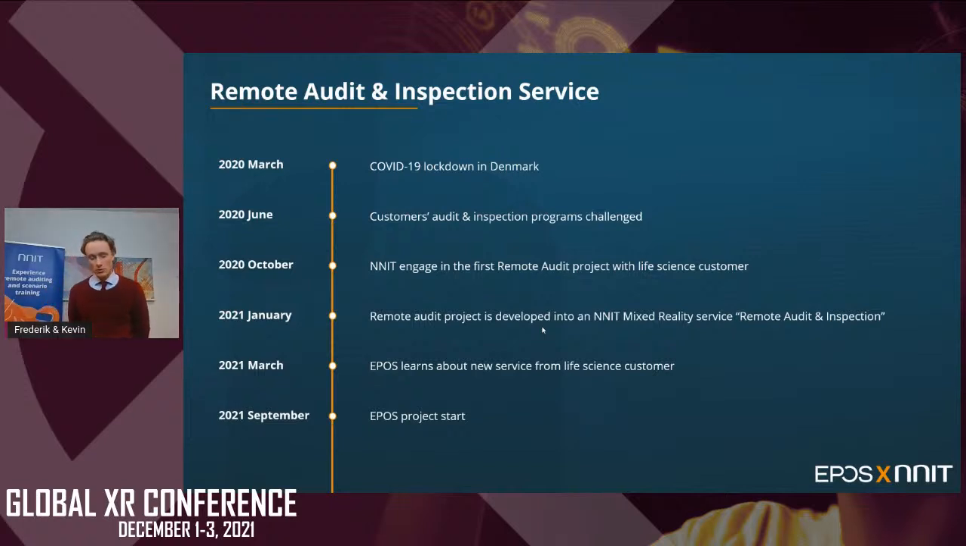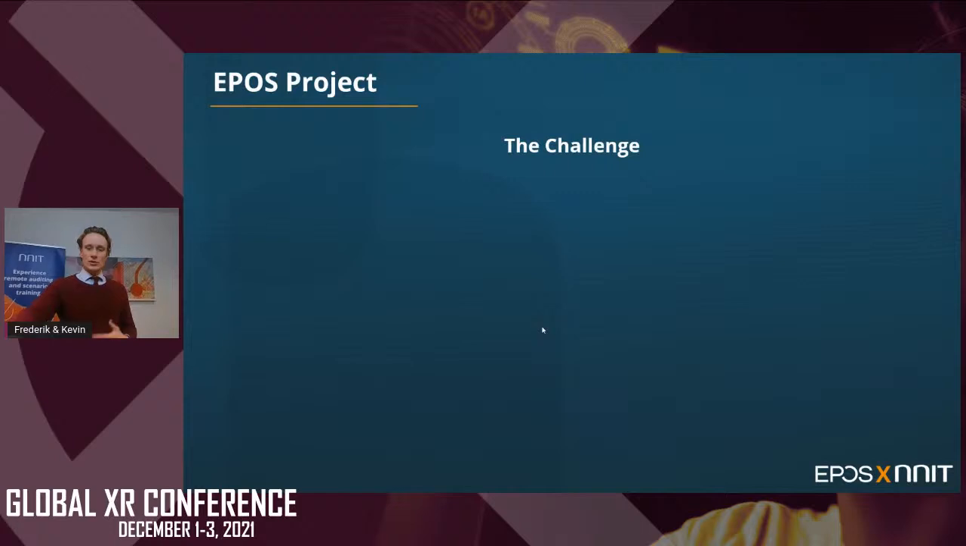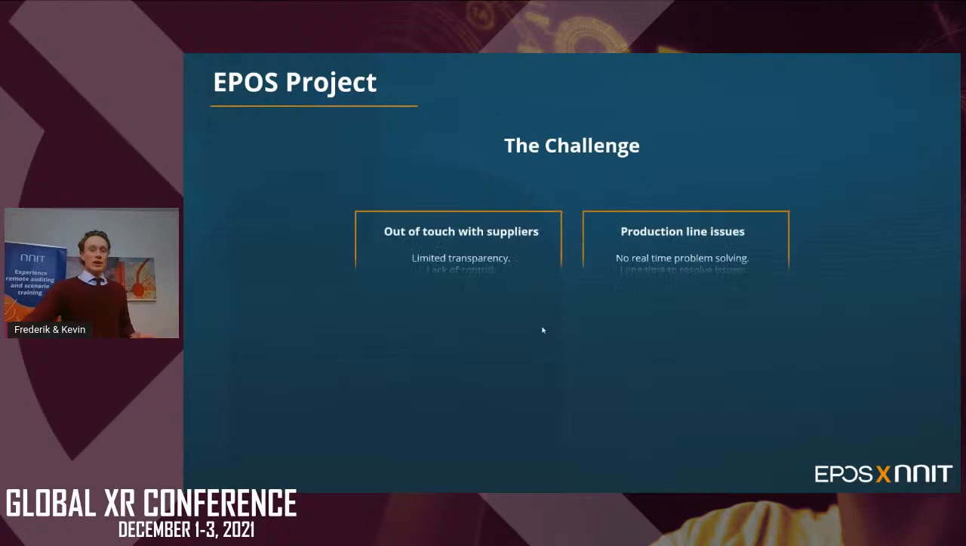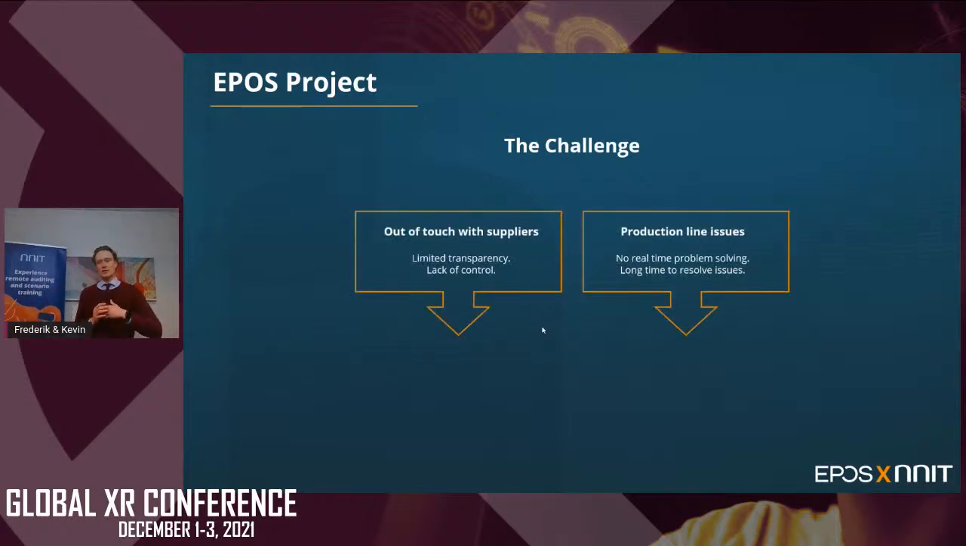That led in turn to the NNIT mixed reality service called Remote Audit and Inspection. It uses the HoloLens to conduct audits and inspections of the production lines. APUS then hears about our new service, and we start a project with them back in September. This is just to give you a sense of how this immediate problem had to be solved with this new technology. The challenge they were facing is that their production was located in China, and because they couldn't travel there because of the restrictions, they got out of touch with their suppliers.